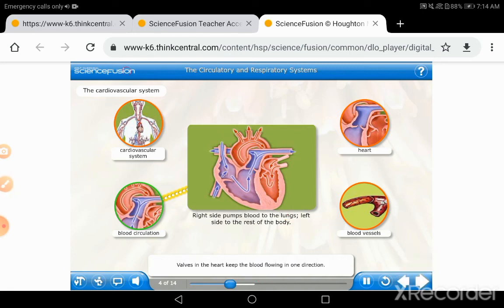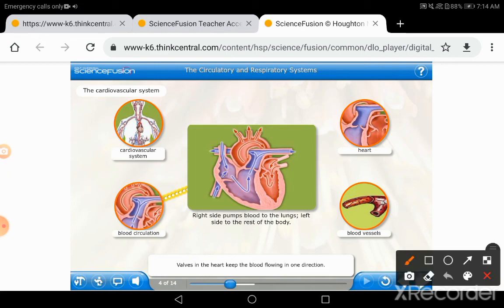Valves in the heart keep the blood flowing in one direction. Okay, as we said that the veins, they have valves, the heart has valves as well. Okay, here we have valves here. So they are door-like, they just open one way to allow the blood flow in one direction.